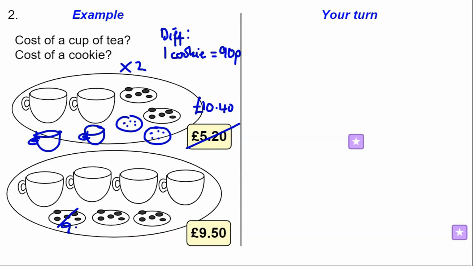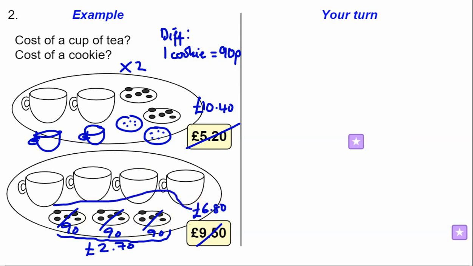So let's do that. Well, we've got 90, 90, 90, so that's £2.70 for the 3 cookies. So if we took those 3 cookies off our order, we'd be doing £9.50 take away £2.70, that's going to get us £6.80 for the 4 cups of tea. And then we've just got to divide by 4, haven't we, to get the solution for the cups of tea.